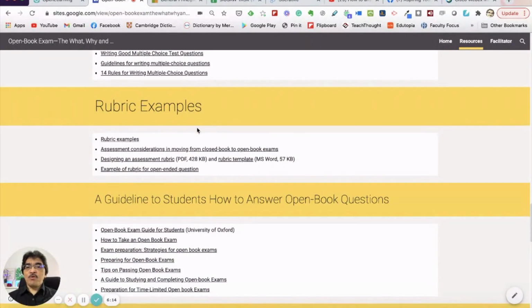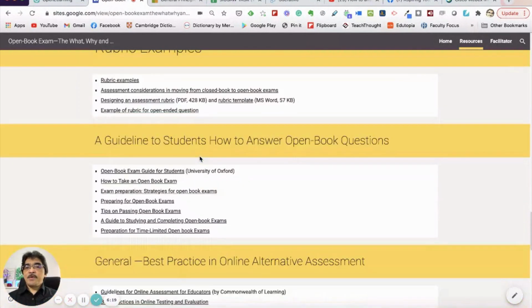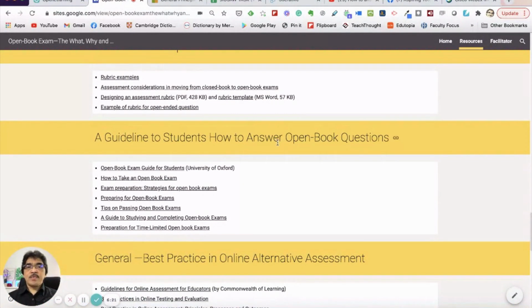This one is an example of rubrics. I will try to expand on this one and find more. A guideline to students, I think, is very important, and to be fair to the students, we need to give them the guidelines as well as some practice. Explain the expectation, what we would expect, how they would answer the questions. So we need to give them, as part of the practice and formative assessment, the kind of question that they will answer in the open book exam.